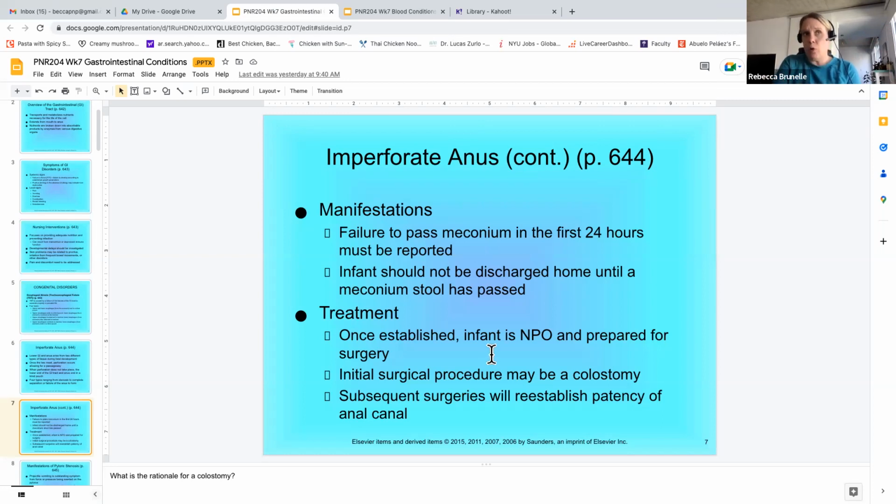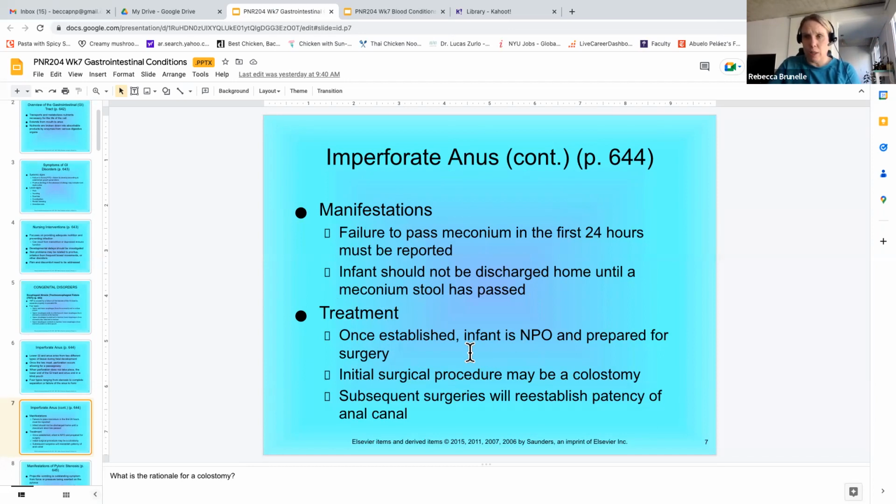So if you notice that it needs to be reported, no baby should ever go home from the hospital before they pooped. So once you determine there's something wrong, you need to make them NPO, they're going to need to have surgery. Sometimes they actually do a colostomy.